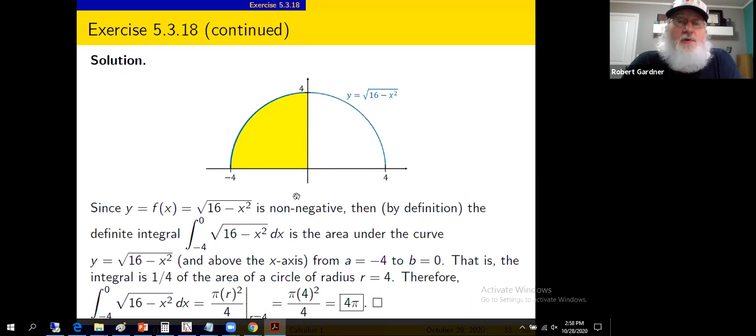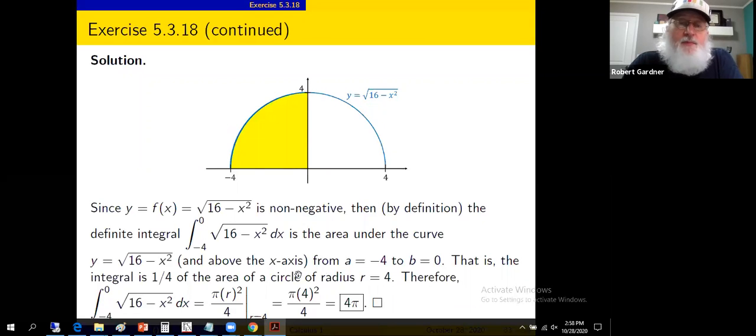So the function itself is non-negative, it's a square root. So by definition, this integral represents that yellow area. Can you find that yellow area? Notice the integral from -4 to 0, looking along the x-axis. X ranges from -4 to 0. So we need to find that area.